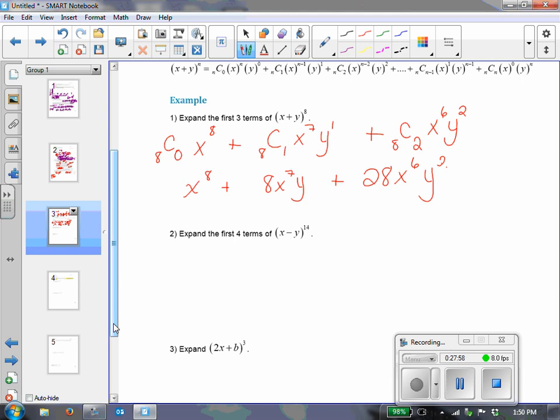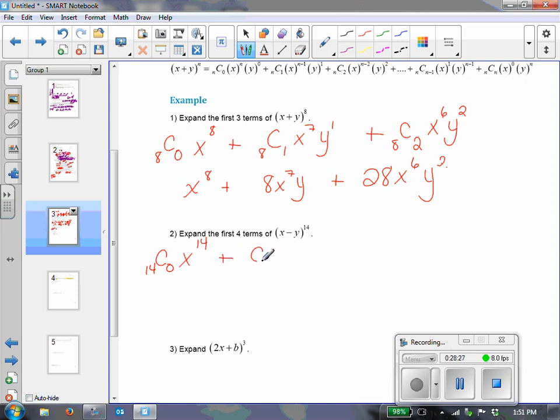Okay, we're going to expand the first 4 terms, but now we have a subtract sign. This is the first time you're dealing with that negative. Are you ready to rock and roll? Think you can handle it? So, what is my combination? 14 choose 0. X to the exponent 14. So, I'm going to put plus, no y on this one.